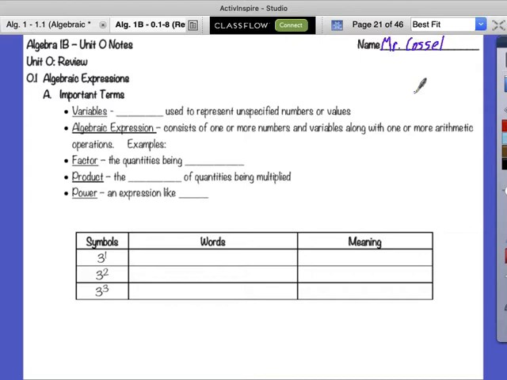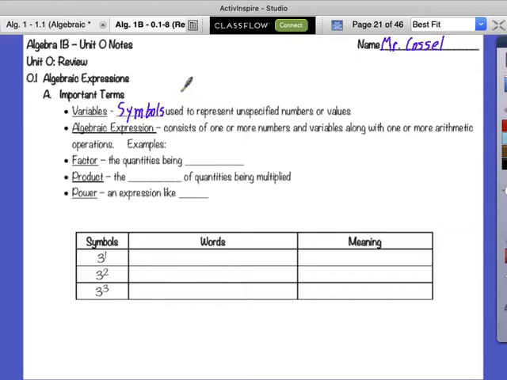Now, for algebraic expressions, we have some important terms. So variables, you guys have heard this before. Variables are symbols used to represent unspecified numbers or values. So one thing I like to think about a variable is it's able to vary. It can vary. It can change. For example, 3 is always 3. 5 is always 5. But sometimes x is 3 and sometimes x is 5. It changes. Okay, it's able to vary.